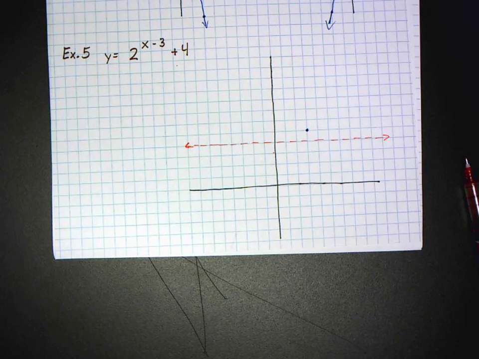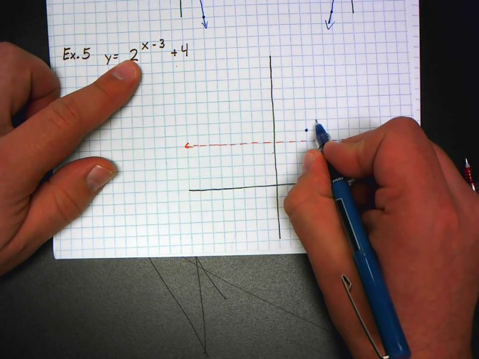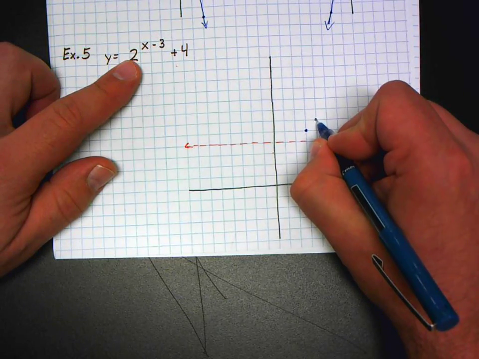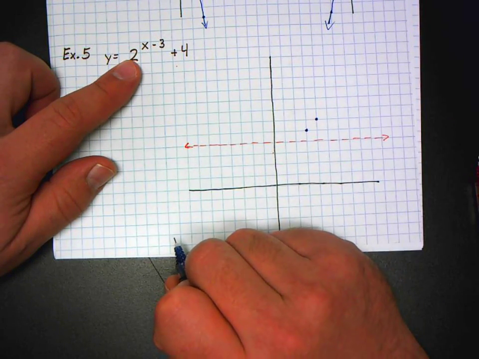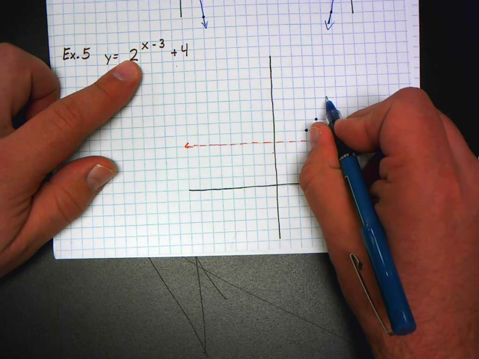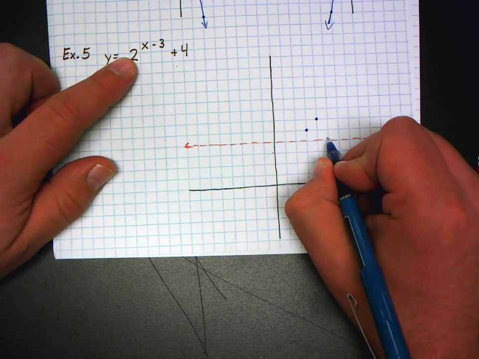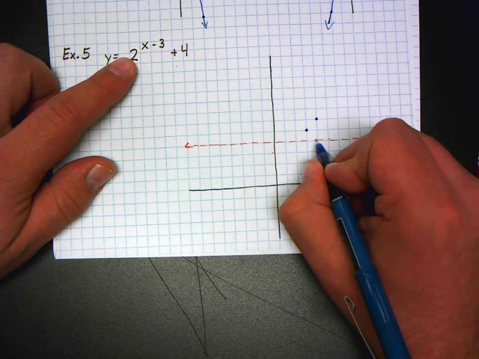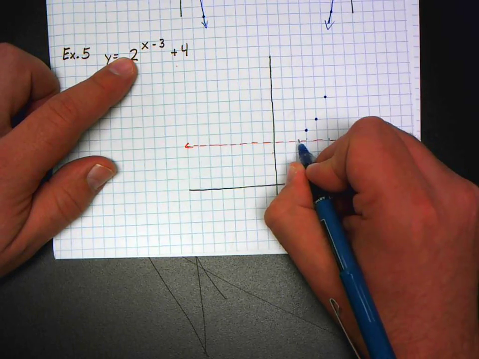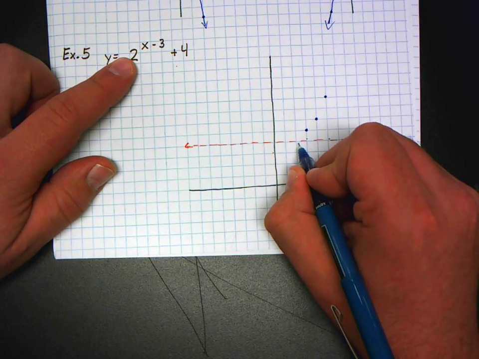Okay, since my base is 2, whenever I go over 1, how far up am I? 2. If I go over 2, how far up am I? 4. Going over 2 is like raising 2 to the 2 power. So 1, 2 should take me up 4. Going backwards 1 from the center point is like raising 2 to the negative 1 power.